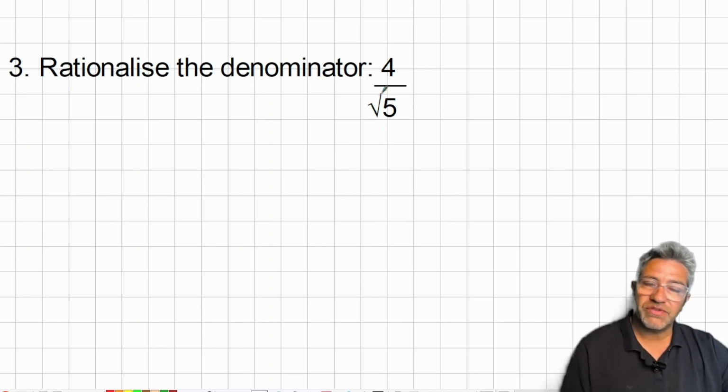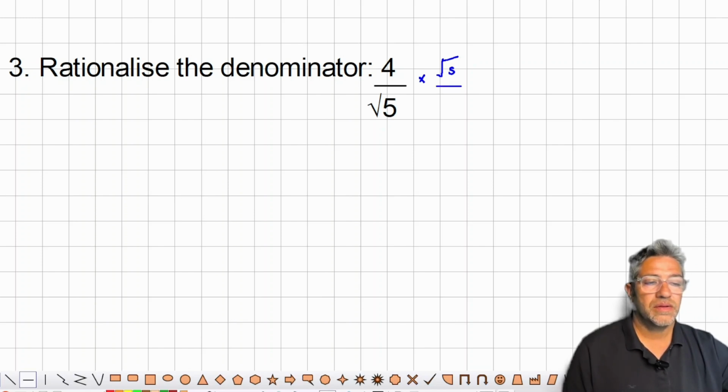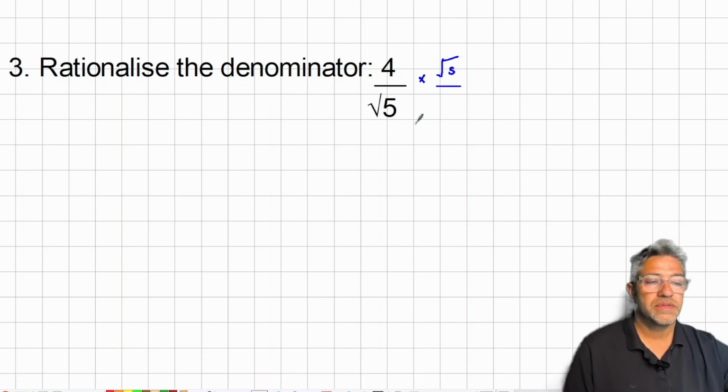So at the minute, we have a square root in the denominator. We have root 5. We need to rewrite this fraction, but without a square root, without a surd in the denominator. And like I say, the way we do that is by multiplying the numerator by the conjugate and the denominator by the conjugate.